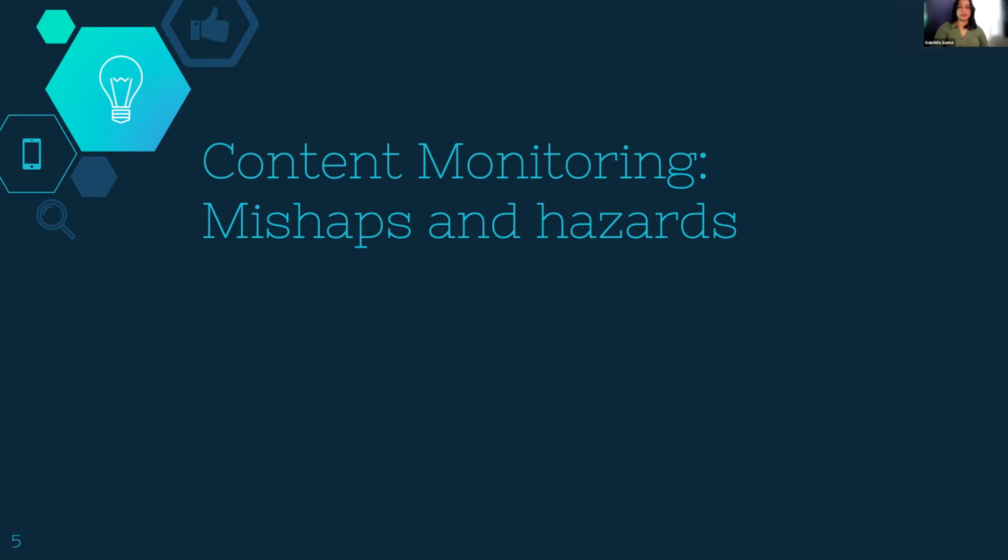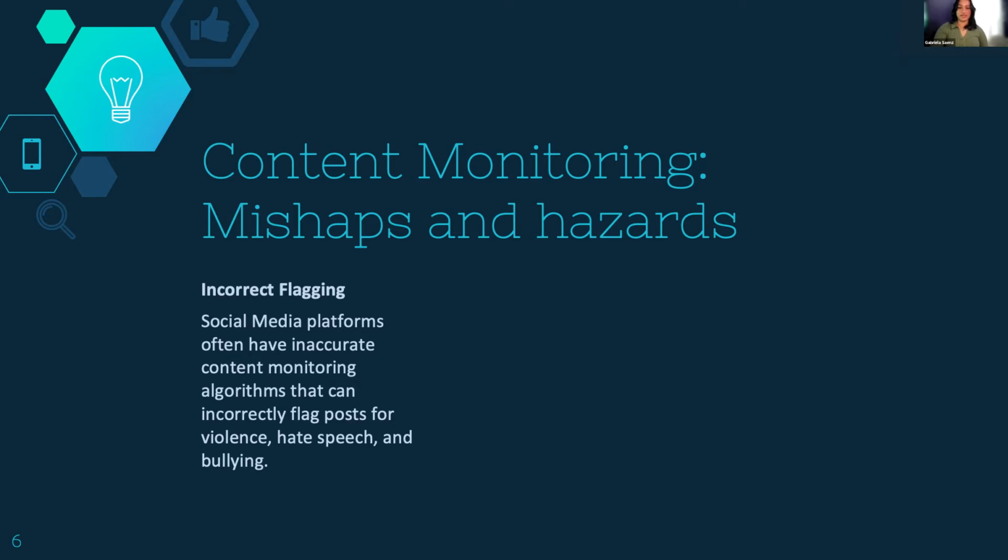Content monitoring on social media comes with several potential mishaps and hazards, and we found that these three were the most important and impactful. First, incorrect flagging. Incorrect flagging occurs when a social media platform uses their built-in machine learning model to flag posts. Flagging consists of either marking a post with a content warning before allowing users to opt into viewing the sensitive material, essentially putting a partial censor on it, or fully censoring it by removing a post from the site entirely.